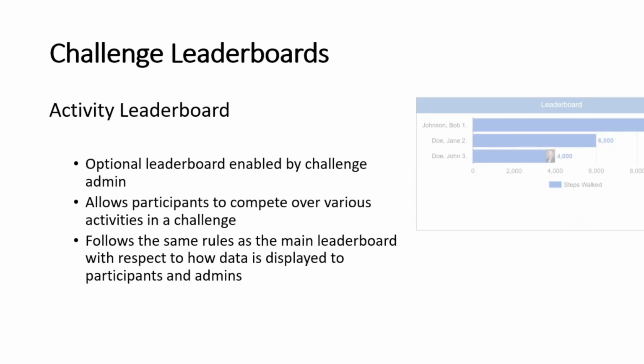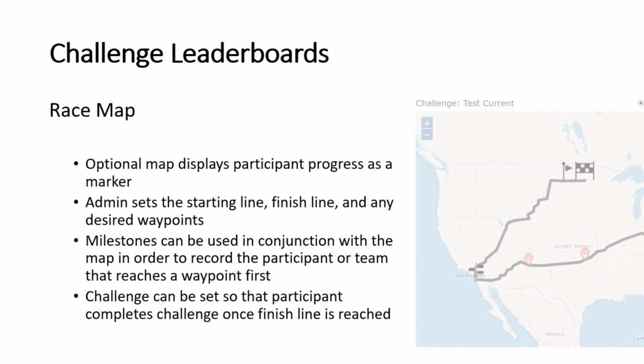An activity leaderboard can be enabled for any activity in your challenge. A separate activity leaderboard can be enabled for some or all activities in the challenge. Like the main leaderboard, users see the 10 participants directly in front of them, as well as the 10 immediately behind them. The optional race map displays participant to team progress by using markers on a map. The race map starting line, finish line, and waypoints are selected by the admin.